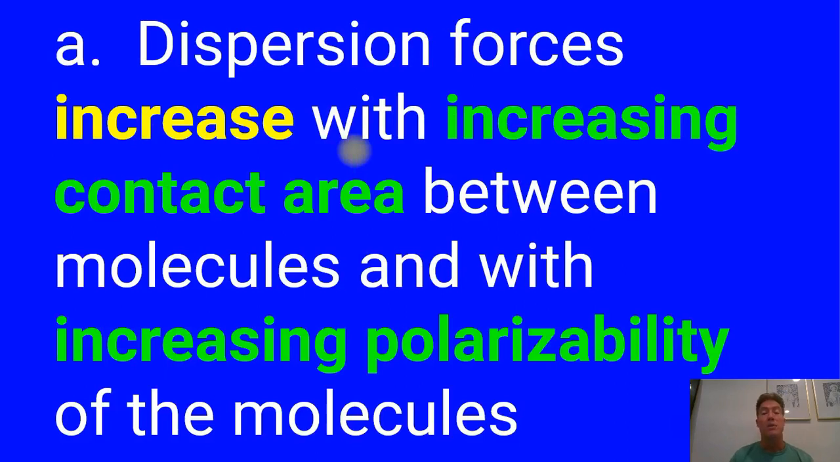Now, London dispersion forces are going to increase with increasing contact area between the molecules. That makes sense, right? As they have more ways to interact, you're going to have more electron cloud interaction. They will also increase with increasing polarizability of the molecules. So if there's more electrons to shift back and forth, it will create those temporary dipoles, those temporary attractions.